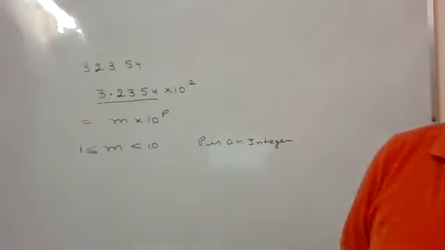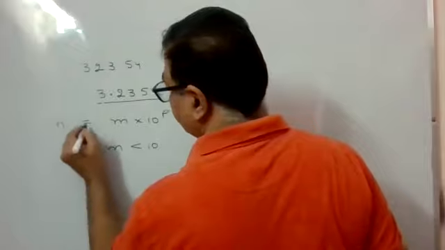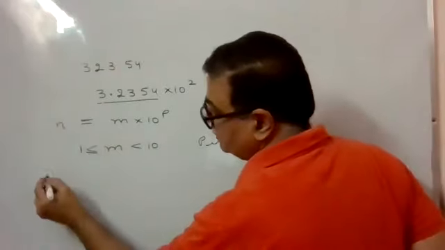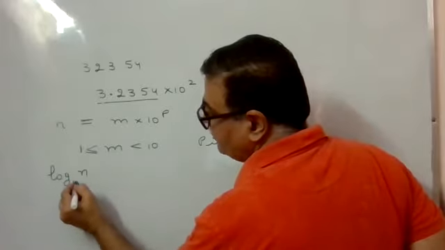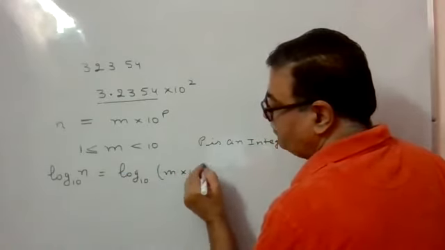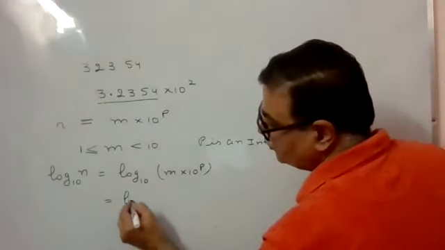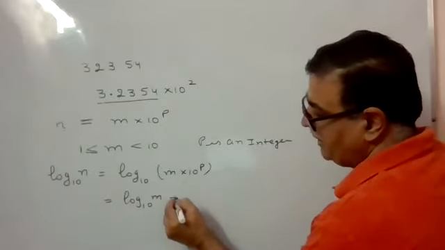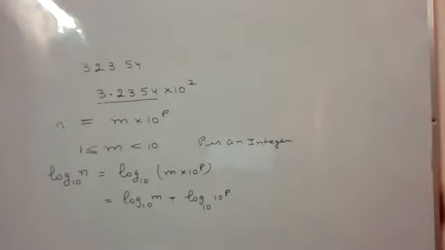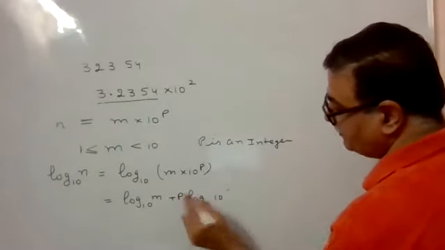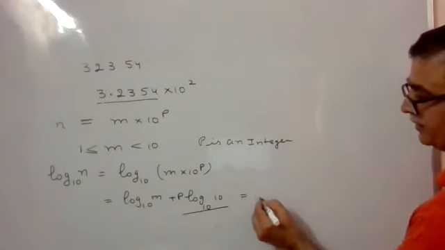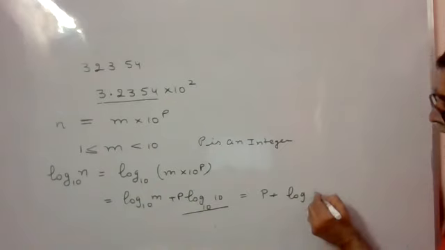Now, when you take log of it, for example, let this number be n. And when you convert this in log, when I take log on both sides, it is log n with base 10 here. This come out to be log of m into 10 power p. And when you solve it, this come out to be log of m with base 10 plus log of 10 power p. And then this p always goes in multiple. Kya ye result hamesha 1 hoga? Yes, sir. This will be p plus log of m with base 10.